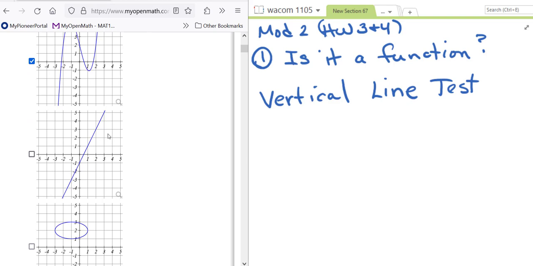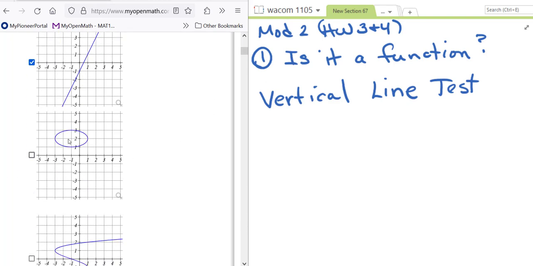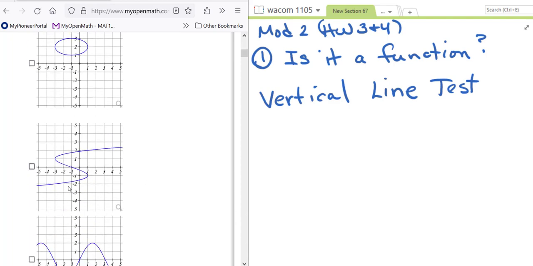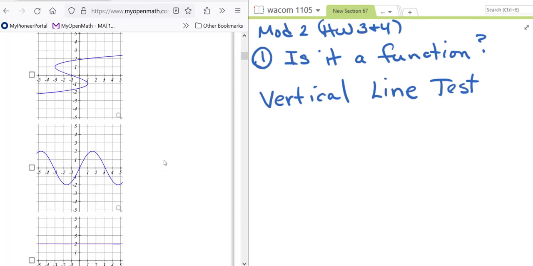All lines except one are functions. Only a vertical line itself is not a function. Right. This one is not a function. I can't draw on there, but you could draw vertical lines all over the place that would hit 2 points, right? Because it would hit the top of that ellipse and the bottom. So that one is not a function. This one is not a function because a vertical line would hit more points there, it would hit 3. But if it hits more than 1, it's not a function. So we're not going to check those.